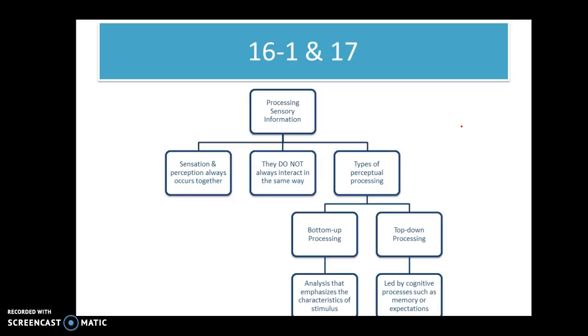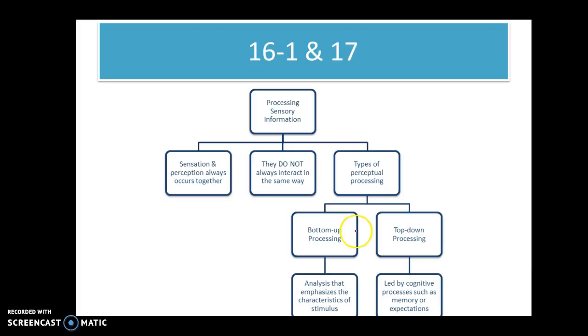And we're going to oversimplify it. I believe this gets a lot more complex for psychophysicists and people who study this in great detail. So we're just learning the basics. So this interaction, the reason it doesn't always occur in the same exact way, is because there seem to be two types of processes that we use.